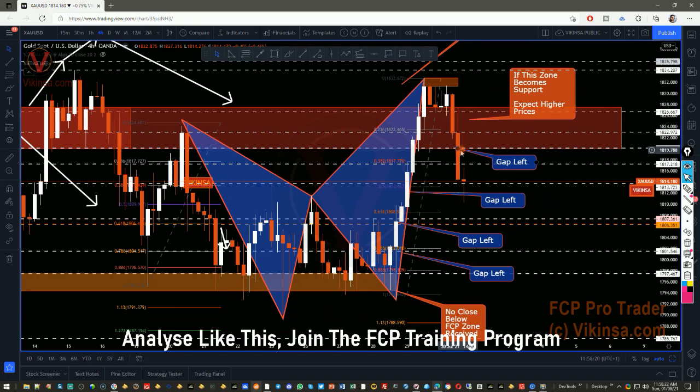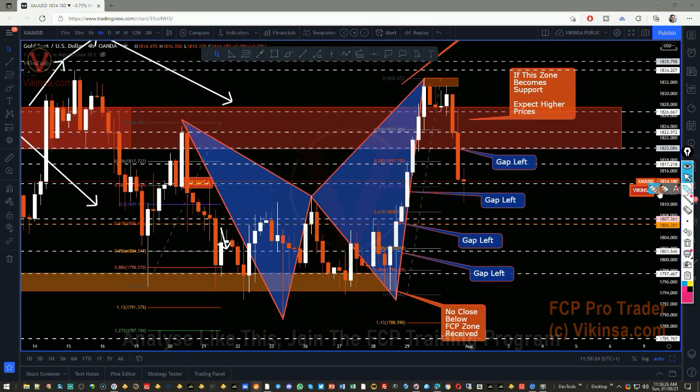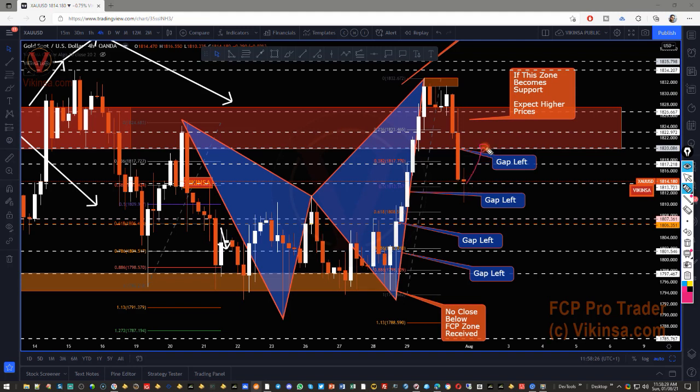So this is a gap left at around 1820. So what can I expect is that market may actually try to go up into this and then start to fall back down to close all of these gaps which are there and come back into this consolidate into this FCP zone that we have.